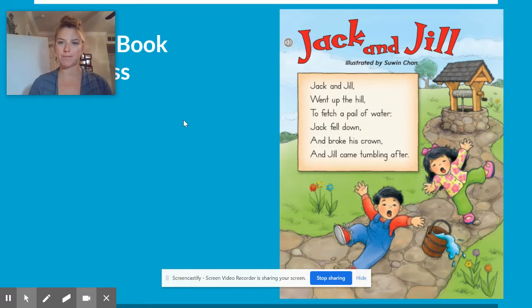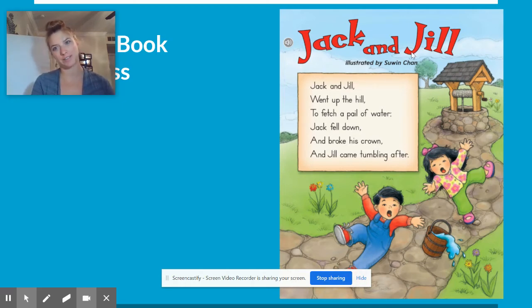We're going to do a warm-up first. We're going to read this poem. This poem is titled Jack and Jill. I'm going to read it 2 times. Your job is to listen for rhyming words. What are rhyming words again? Rhyming words are words that sound the same. All right, let's get started.